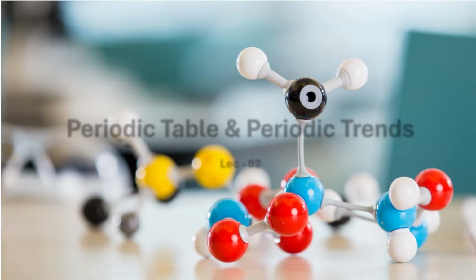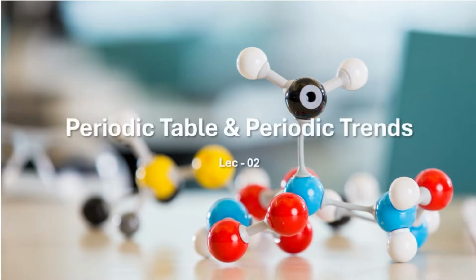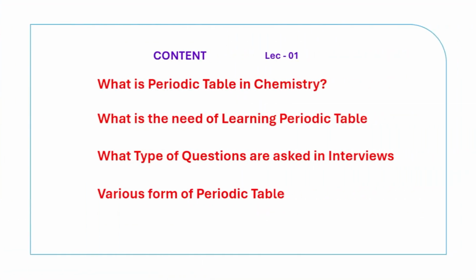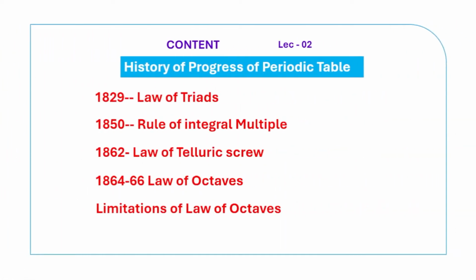Hey genius, welcome back to the second lecture of periodic table and periodic trends. In the previous lecture, we discussed what is periodic table in chemistry, what is the need of learning periodic table, what type of questions are asked in interviews, and then we have seen various forms of periodic tables. In this current lecture, we are going to learn about the history of progress of periodic table.